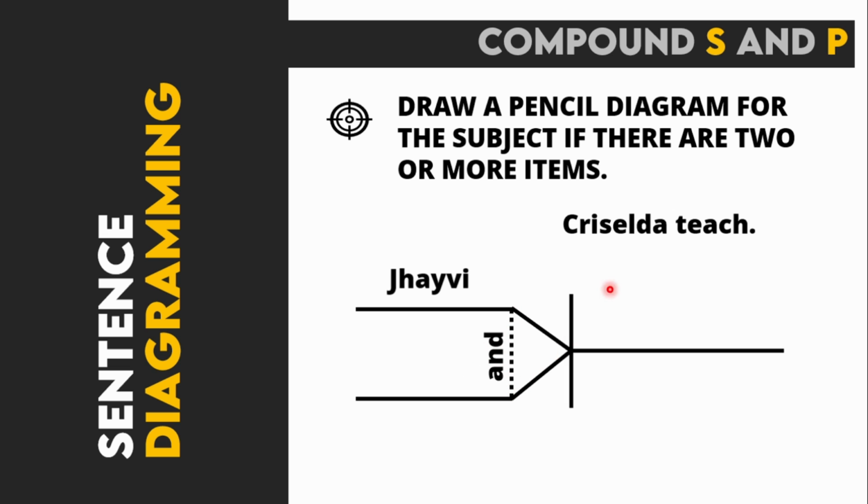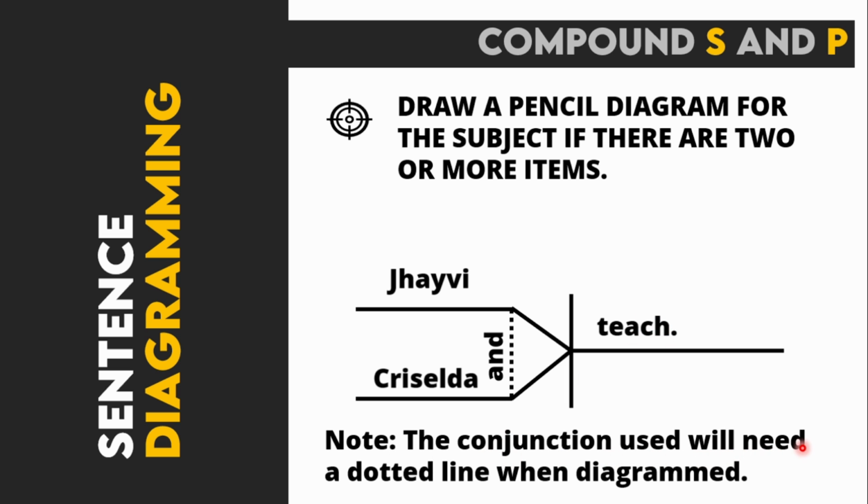So of course, we don't forget about Ma'am Griselda. Griselda will be put on the bottom part of the pencil because she is the last item of the list. And finally, we put the predicate after the division between the subject and the predicate. So that's how easy it would be for a compound subject. Note that the conjunction used will need a dotted line in the diagram. Do not forget this part.